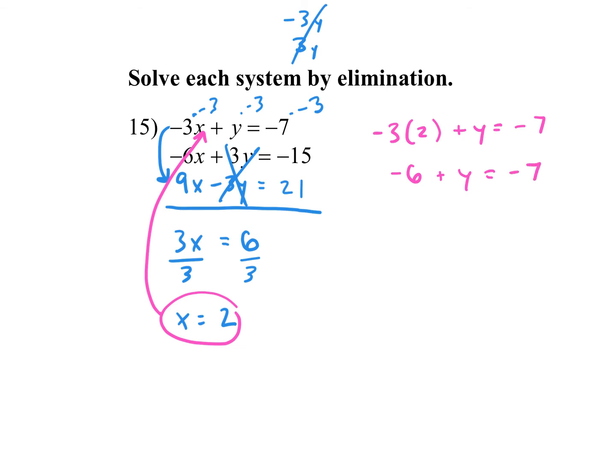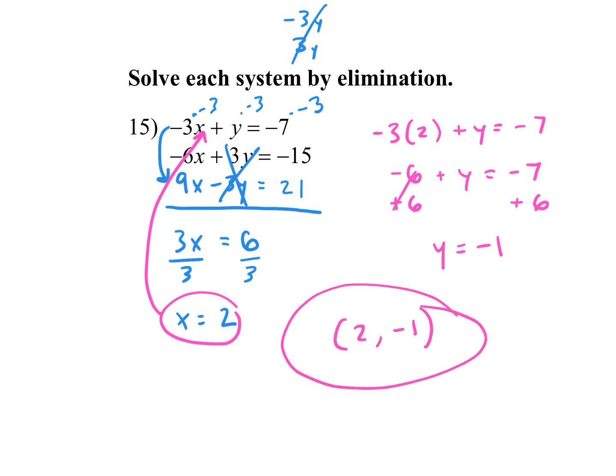What do I have to do next? Plus 6 on both sides. So y is equal to negative 1. And how do I write my answer? 2 comma negative 1. Perfect. Go ahead.